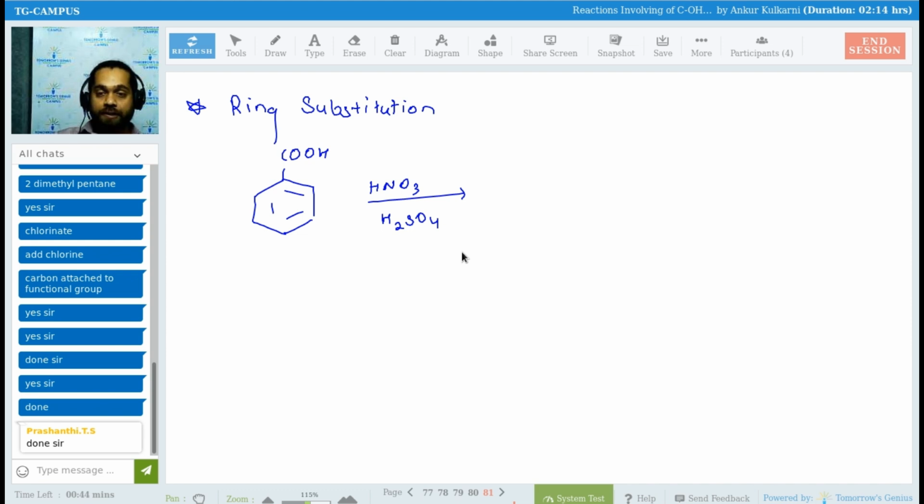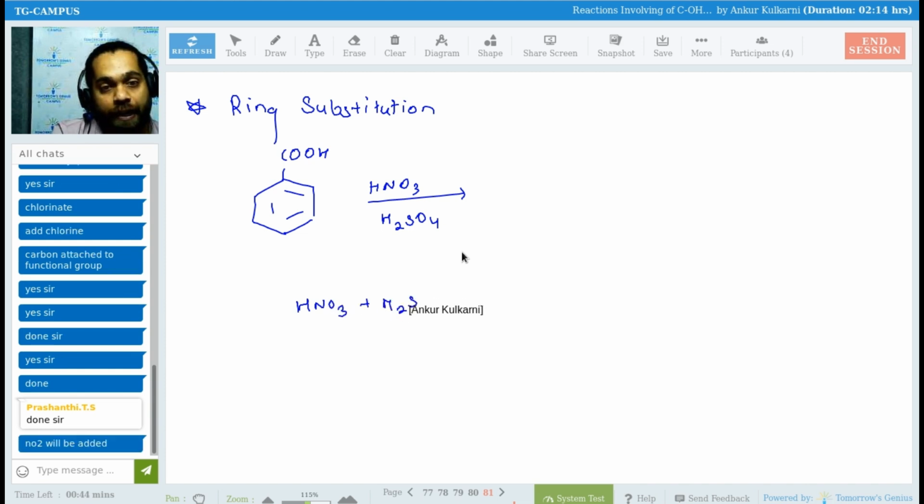What is this reaction? HNO3 and H2SO4, what does it do? Bhuvneshwari, Prashanti, write it down. HNO3 and H2SO4 is a nitrating mixture. NO2, but how? Is it NO2 positive or NO2 negative? And where will the NO2 go? Will it go to ortho, will it go to para, or will it go to meta?